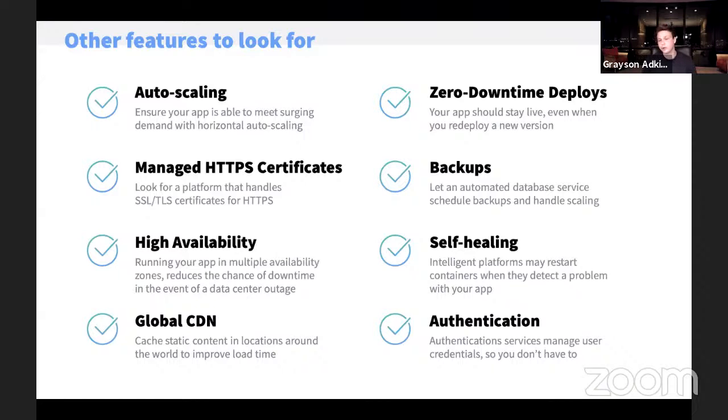Self-healing is a feature of Kubernetes or another intelligent orchestration framework that can inspect your container, and if a problem is detected with it, it can restart it or maybe spin it up in a different cloud environment. Global CDNs, which we talked about, can really improve the performance of your application, especially if you're serving a lot of images or video. And then authentication services are something else you may want to consider if you don't want to handle user management and credential management for your users.